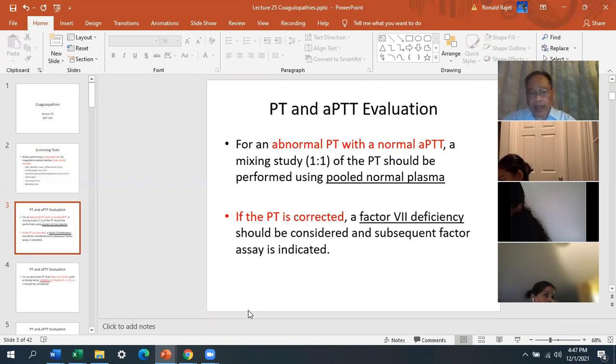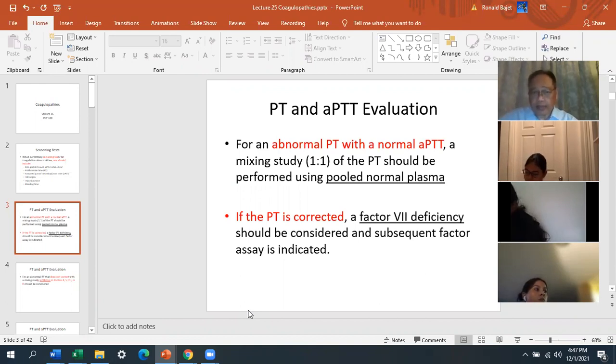So say you have an abnormal PT, like a 20-second pro time with a normal PTT, say it's 21. With an abnormal pro time, you would think the patient is on Coumadin. But the patient's not on Coumadin. So what's going on with this patient? Not on Coumadin, but he has an abnormal pro time. What you do is you do a mixing study, a one-to-one mix.